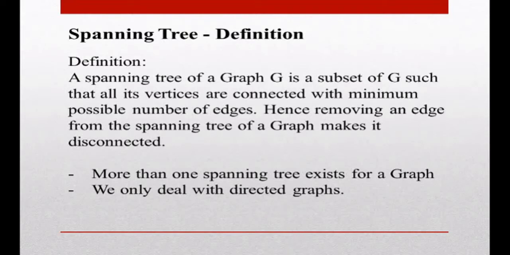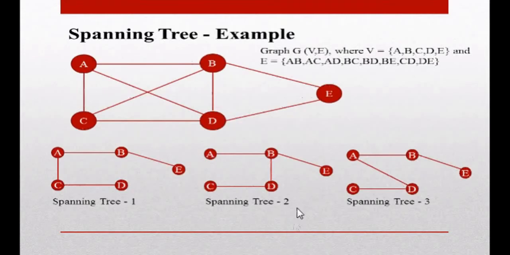So let's check an example. Here is a graph G which has 5 vertices A, B, C, D, E and a set of edges. As you can see, there is connectivity between AB, AC, AD and others. There are 8 edges. So this is a general graph which is connected.